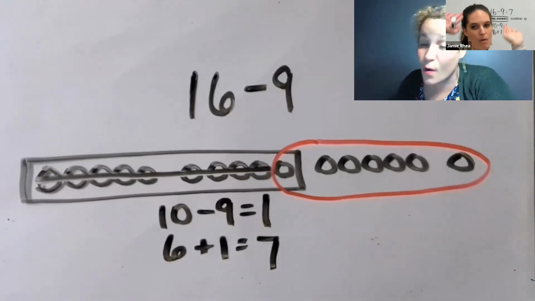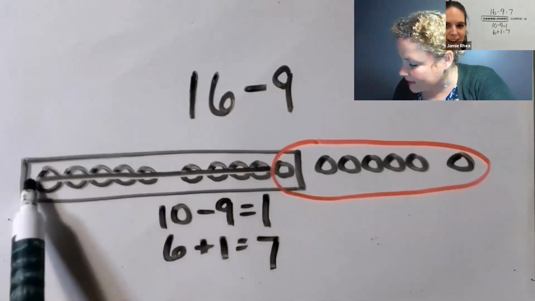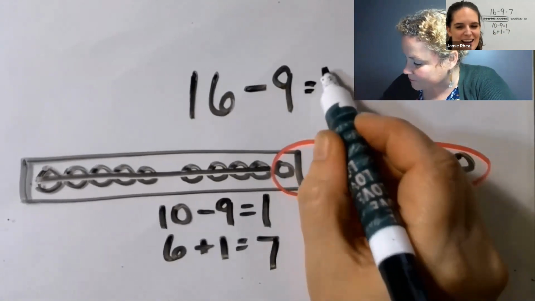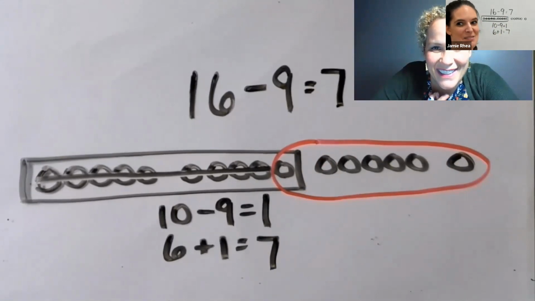I know that my total is 16. We got that. 16 take away 9 equals 7. Y'all so smart. Is that how you solved it? That's how we solved it.